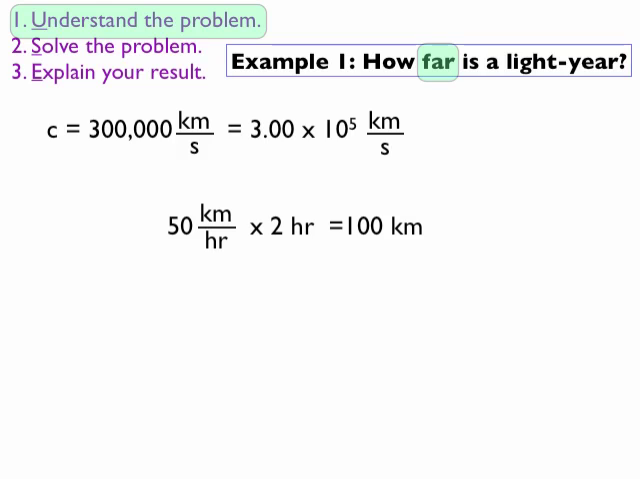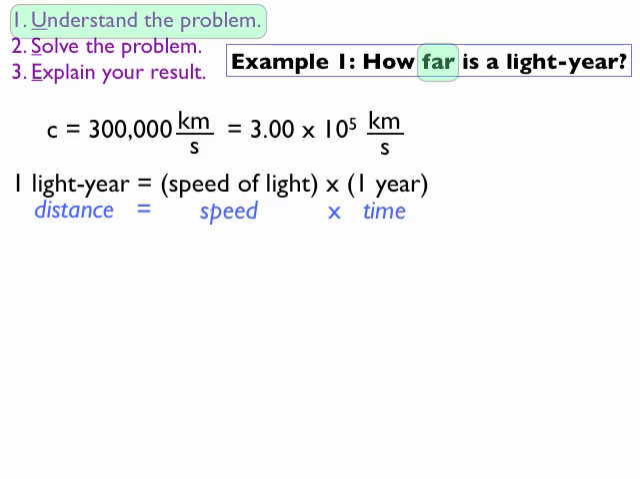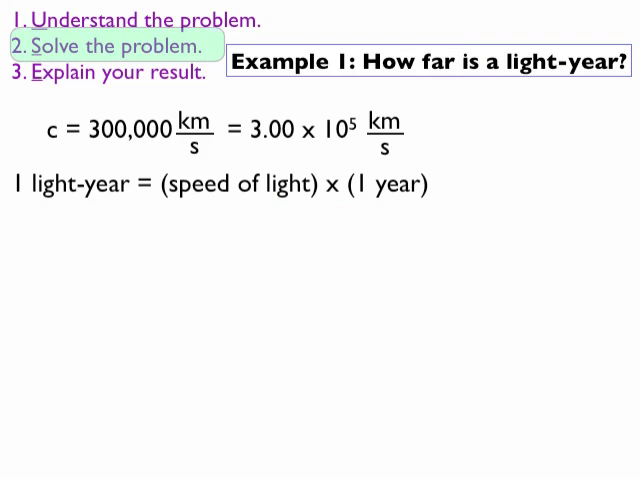That is, we multiply the speed times the time to find the distance. Notice how the hours cancel, so that the answer has units of kilometers, a distance. By the same reasoning, a light year must be the speed of light times 1 year. Now that we understand the problem, we're ready for step 2, solving it.